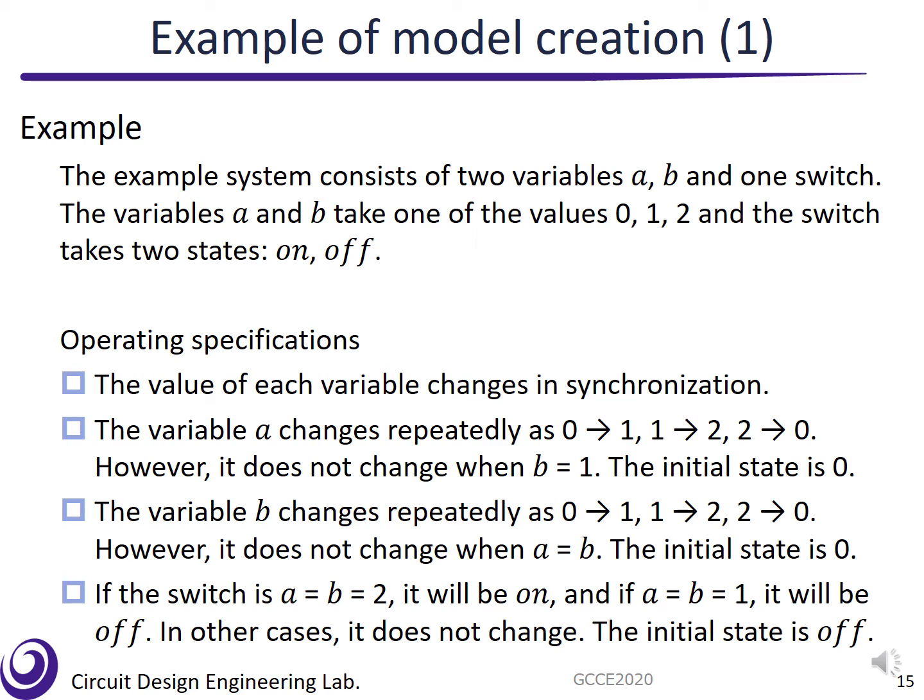The variable b changes repeatedly as 0, 1, 1, 2, 2, 0. However, it does not change when a equals b. The initial state is 0.